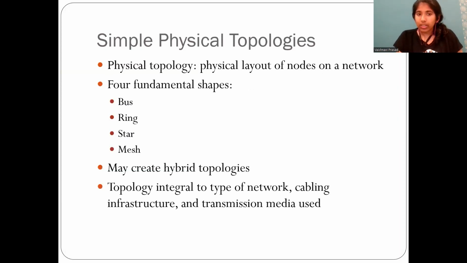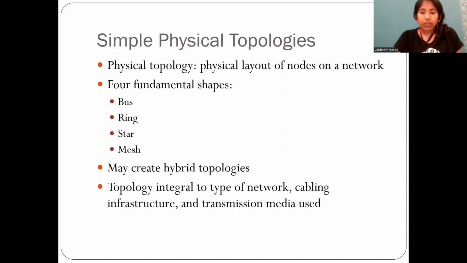Simple physical topology. Physical topology is the physical layout of nodes on a network. So topology, as I said, is just the interconnection of a network. Physical topology means the physical layout of the nodes. There are mainly four fundamental shapes in which topology exists: bus, ring, star, and mesh. These are the fundamental shapes, but there are more than these. We may create hybrid topologies with these fundamental shapes.